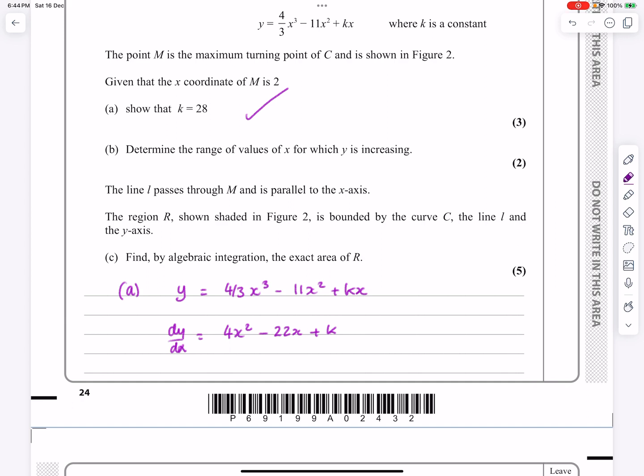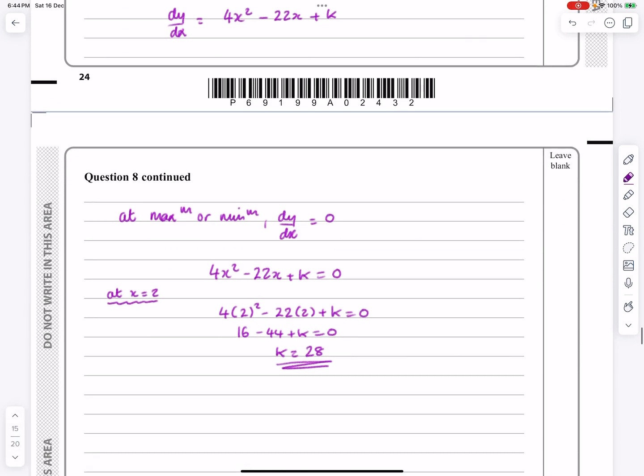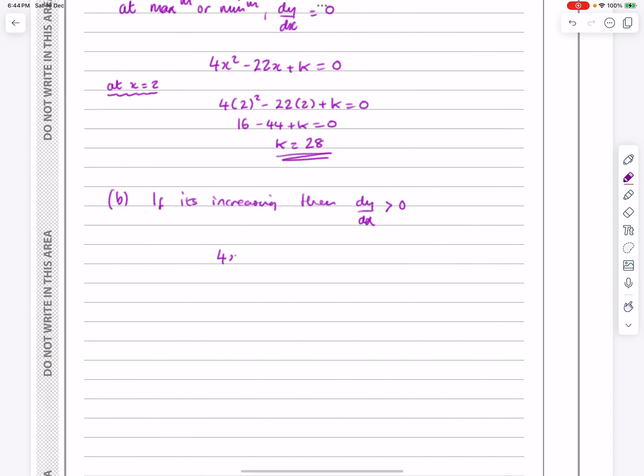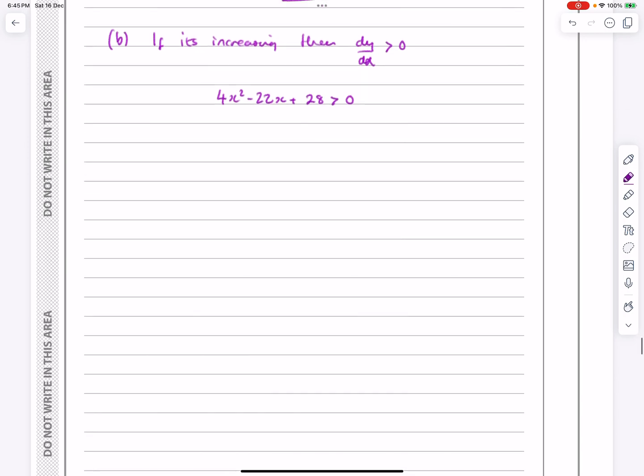Part B says, determine the range of values for which y is increasing. So let's make sure that you've revised every part of your syllabus and you know about increasing functions. So increasing functions are where the gradient is greater than 0. So let me tell the examiner I know that. If it's increasing, then dy by dx has to be greater than 0. And remember, dy by dx is now 4x squared minus 22x, but I know what k is now, plus 28 is greater than 0. Right, okay, so it's just a quadratic inequality.